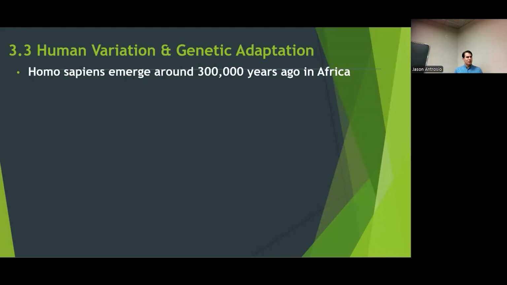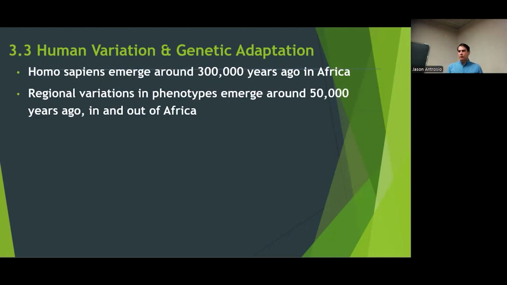And to understand this, we have to understand a couple things. First of all, that Homo sapiens, as our single interbreeding species that we are, come about around 300,000 years ago in Africa. So as we talked about in the last class, evolutionarily speaking, Homo sapiens are a fairly recent species. 300,000 years in evolutionary terms is very little. It's not that much. So we're a young species, evolutionarily speaking.